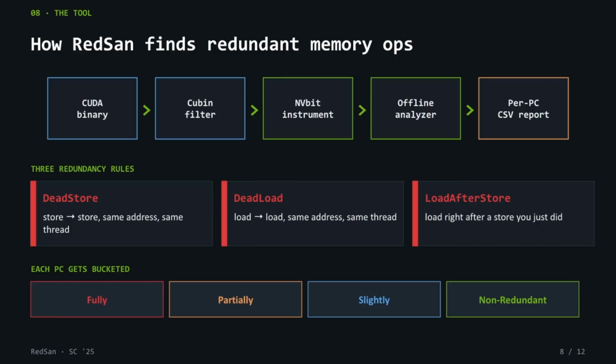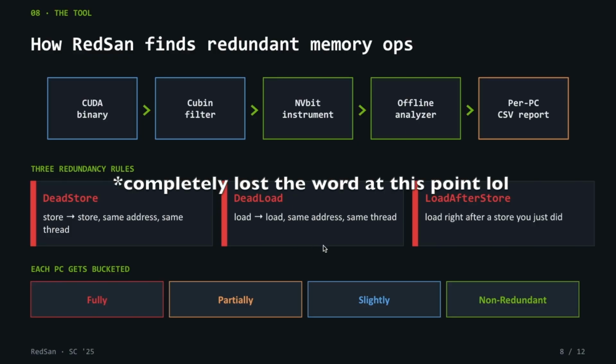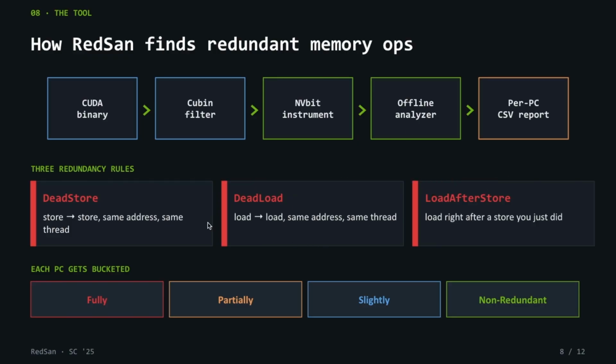And after this data has been collected during the runtime, it runs some analysis to tell if a certain line in your program where the memory access happened from was redundant or not redundant. So how does it decide if it was redundant? It gives us three rules.